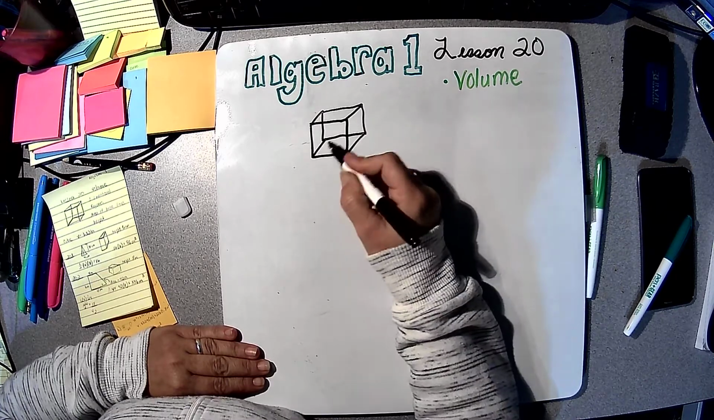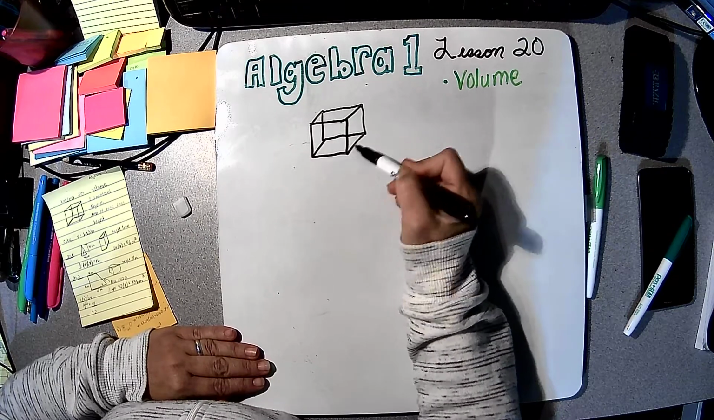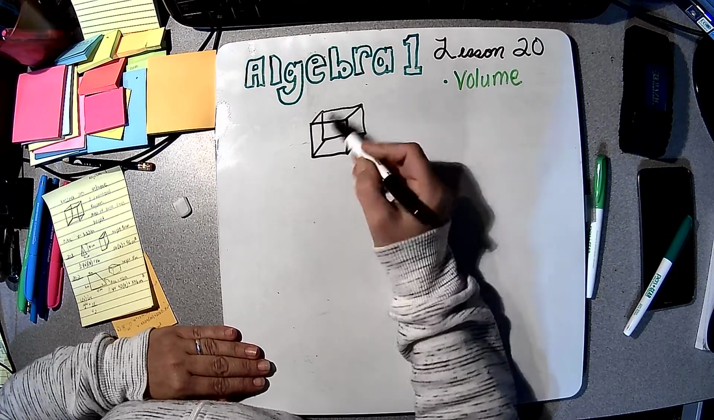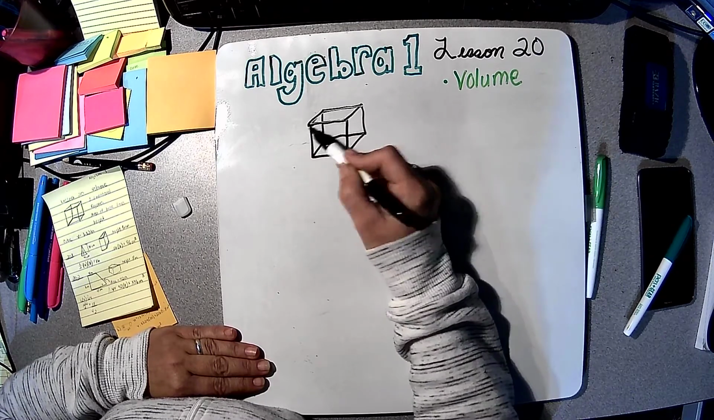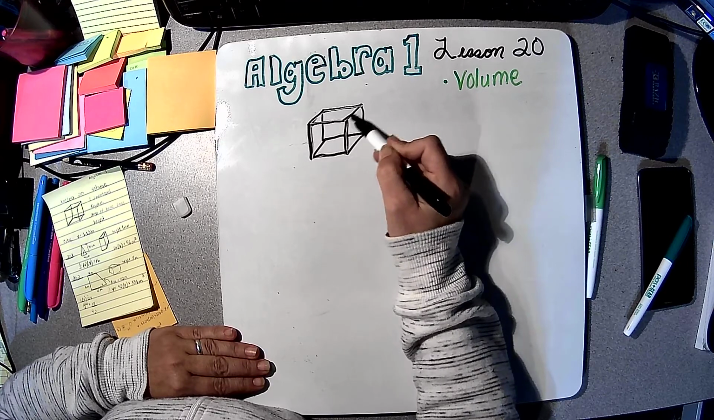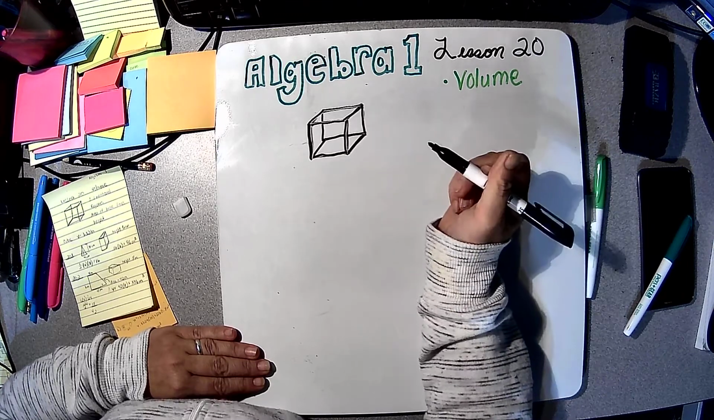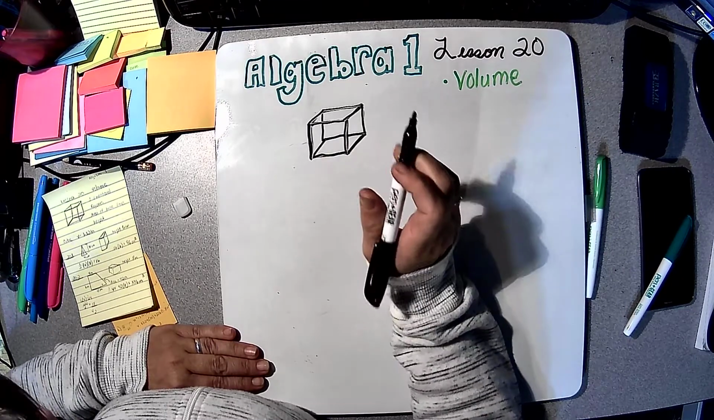So it's three-dimensional. Before, we were talking about the flat covering, like wrapping paper. Now we're talking about how much water would go into a pool, or how much concrete we need to fill up to make a slab of concrete, to make a cement block. So three-dimensional means we're going to be multiplying three different things.